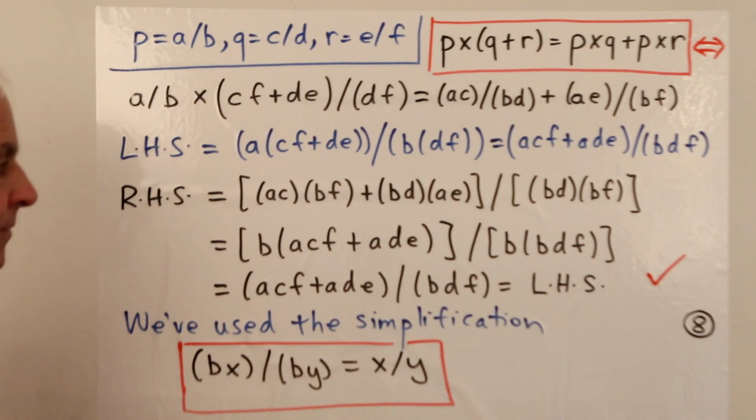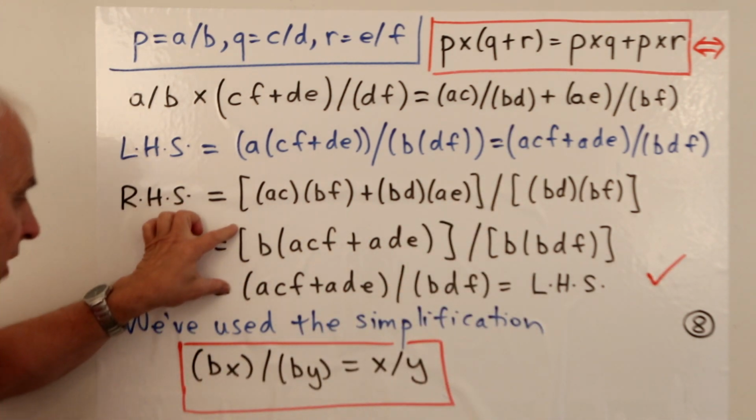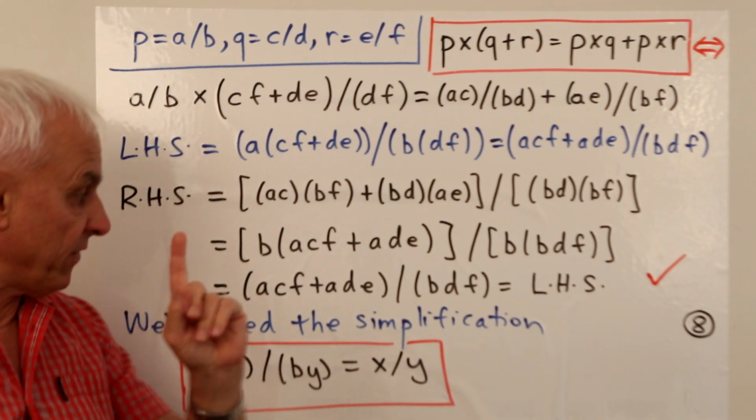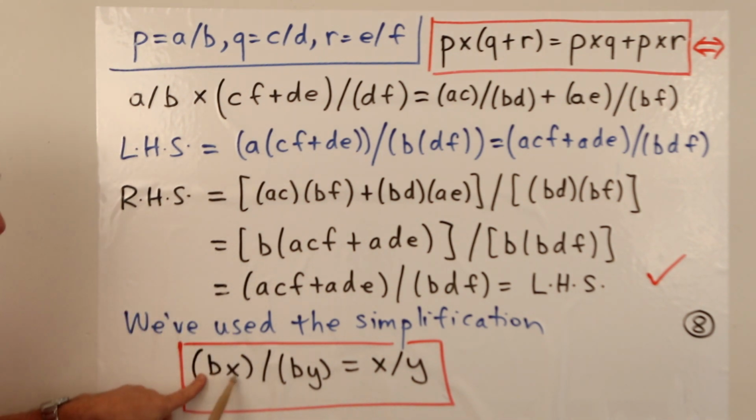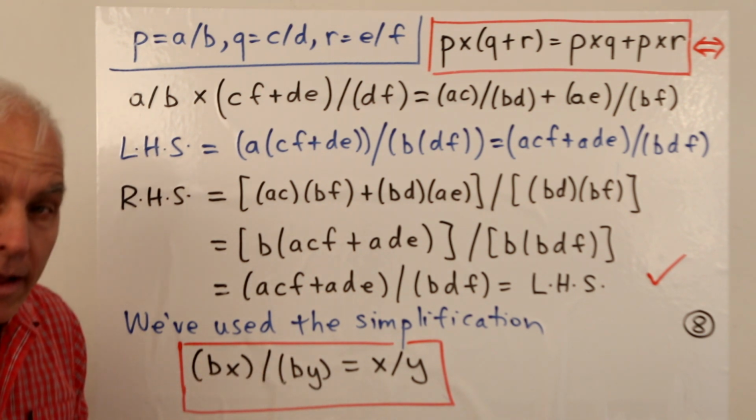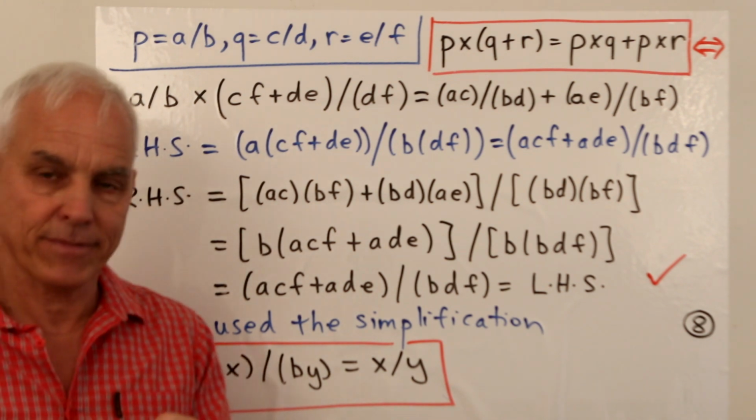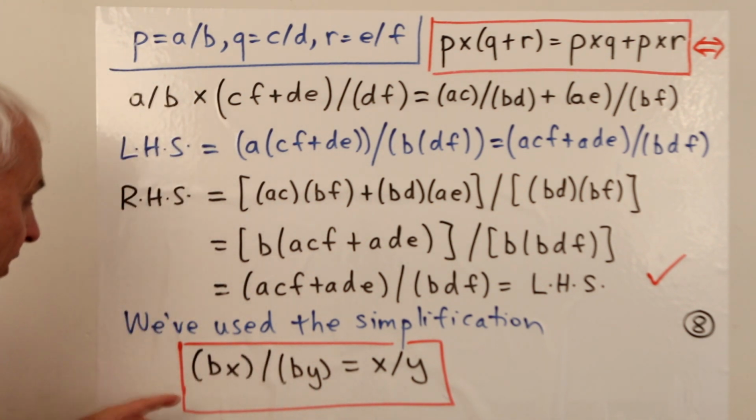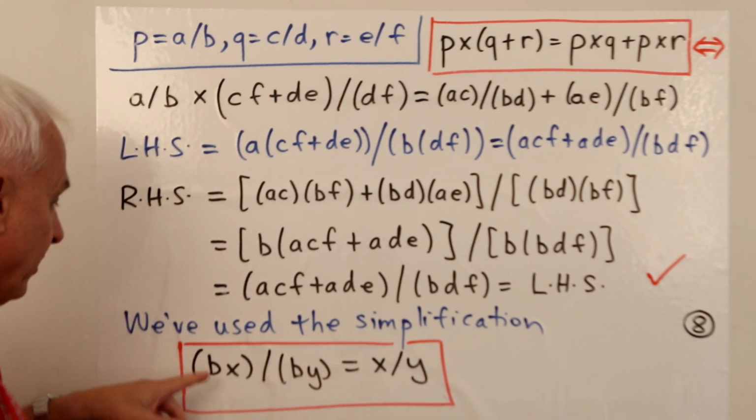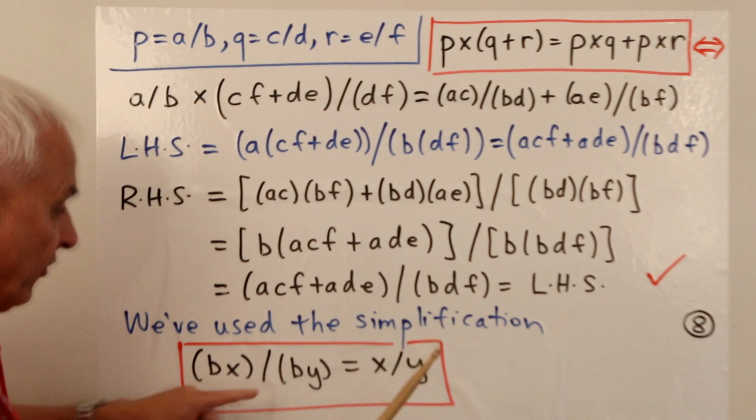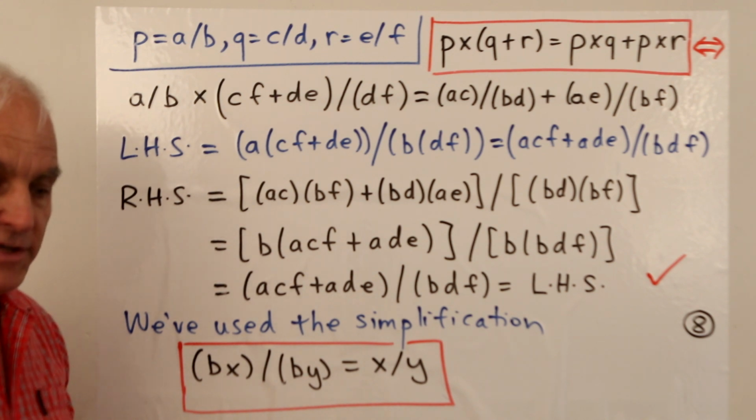So what we've done here, okay, we've used the following important simplification. That if we have B times some number X over B times some number Y, that fraction is the same as just X over Y. And the reason, of course, is simple, because the equality property is just amounting to BX times Y equals BY times X. Those are obviously equal.